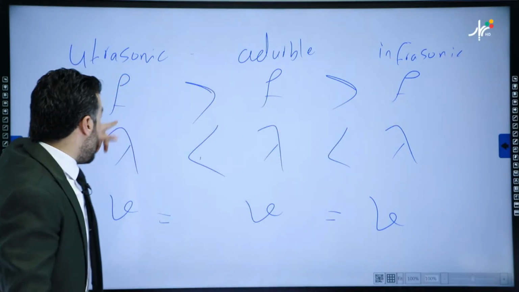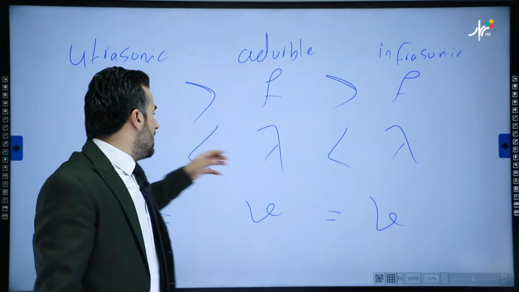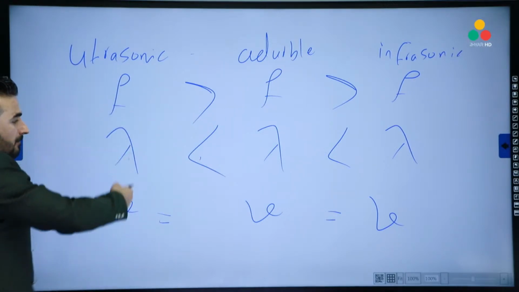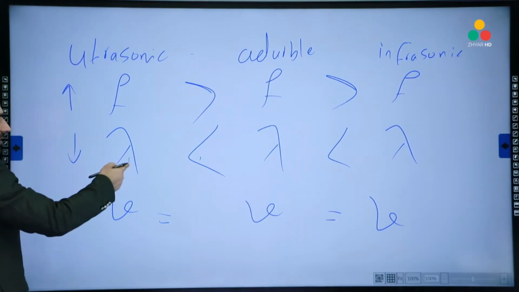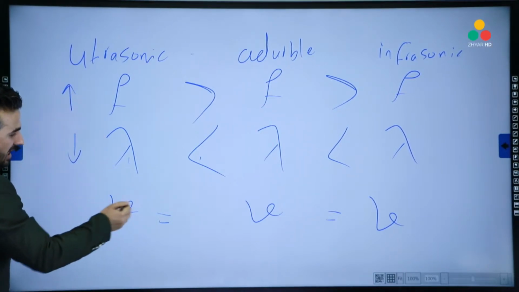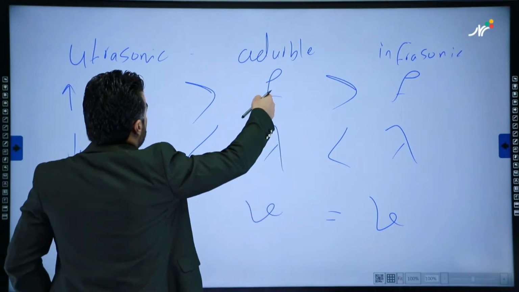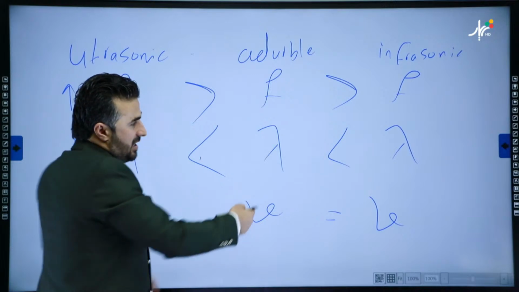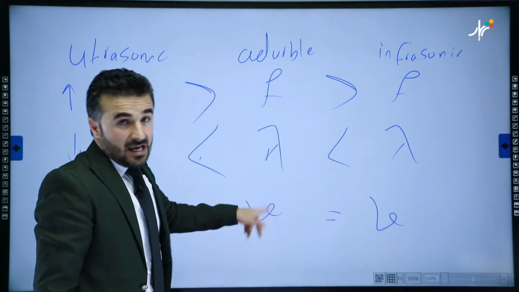If the frequency is the highest, then the wavelength must be the shortest, all right? Because they all have the same speed, yes? So if the frequency is very high, then the wavelength must be short in order to have the same speed of sound in a given medium, yes? And here, the frequency is lower than ultrasonic, but the wavelength is longer because the frequency is less, so that it can have the same speed.